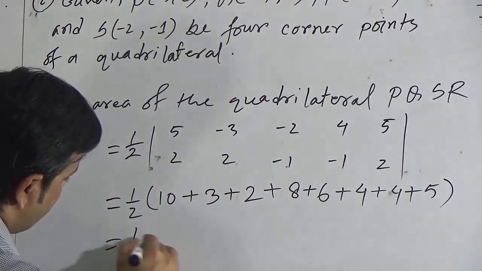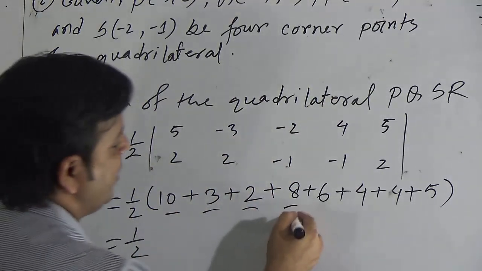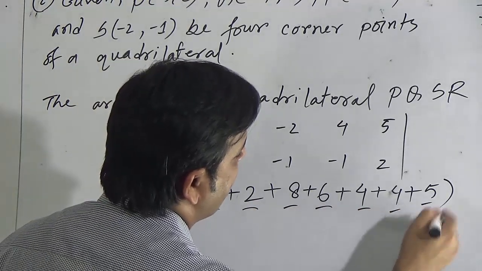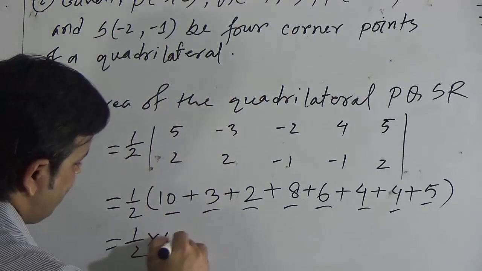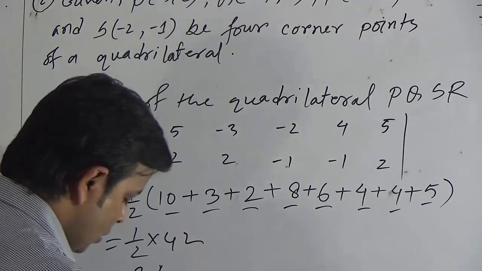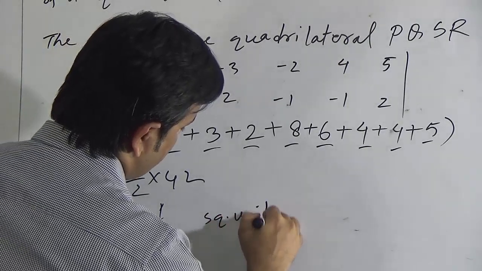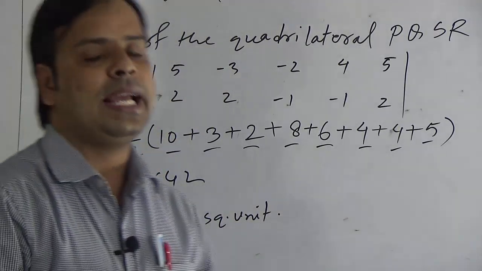So now if you calculate, what will happen here? 10, 13, 15, 23, 29, 33, 37 and 5, that is 42. Half into 42, it means that we will get here 21. 21 square units is the area of the quadrilateral PQSR.